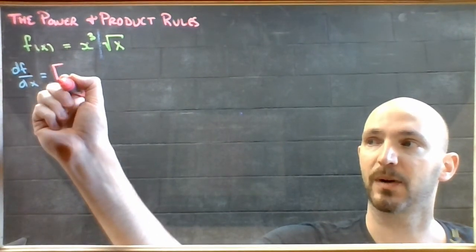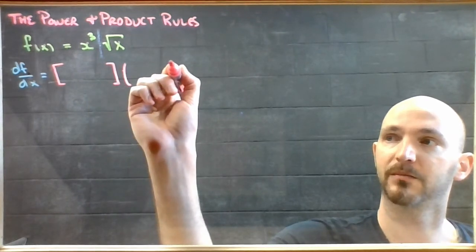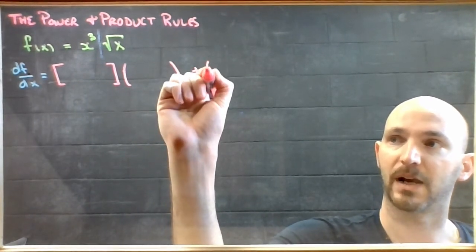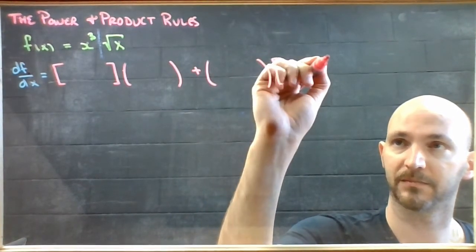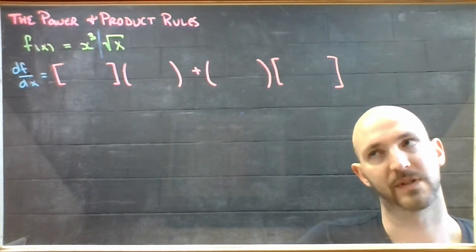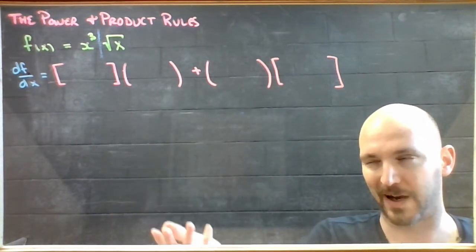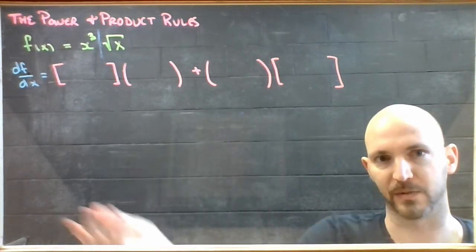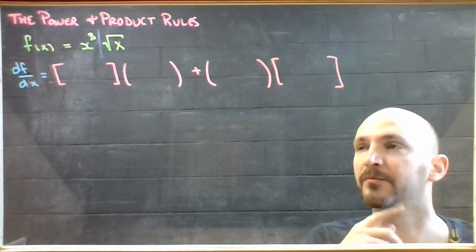I'm going to build a square bracket and a round bracket plus a round bracket and a square bracket. Now this, of course, is just the structure that I'm offering to you. It's not an actual mathematical requirement. It's not part of the rules. It's a nice way to set the thing up so you can see what you're doing.